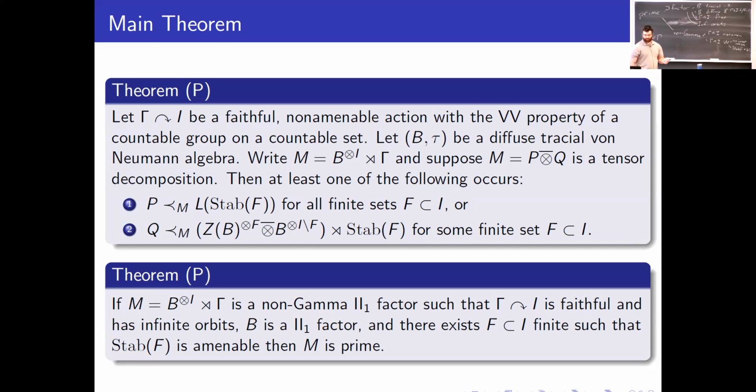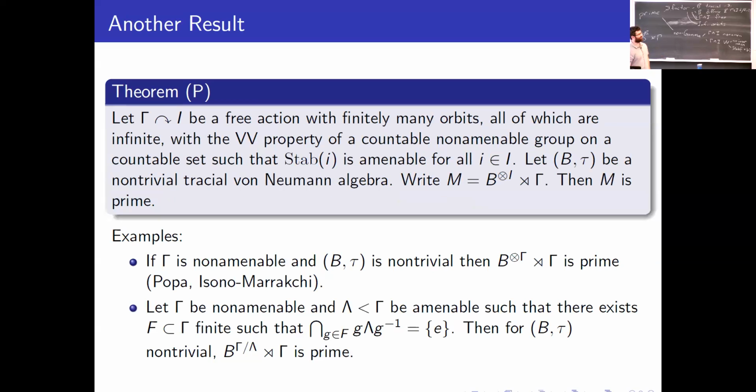Now, something else about this bottom result is that it doesn't directly generalize Ioana-Popa-Isono-Marrakchi's result, even in the tracial case, because I'm saying B is a II_1 factor, where I'd like to say B is just non-trivial. But using similar techniques, I was able to extract a generalization using this amenable mixing. If all the stabilizers are amenable, then with the right soup of adjectives, you just need a non-trivial base. So this is an actual generalization of the Popa-Isono-Marrakchi results.